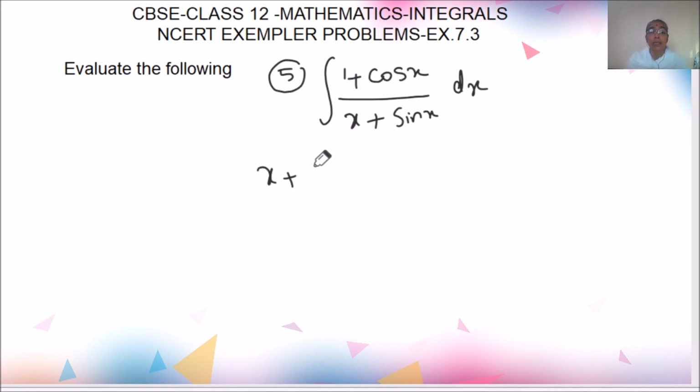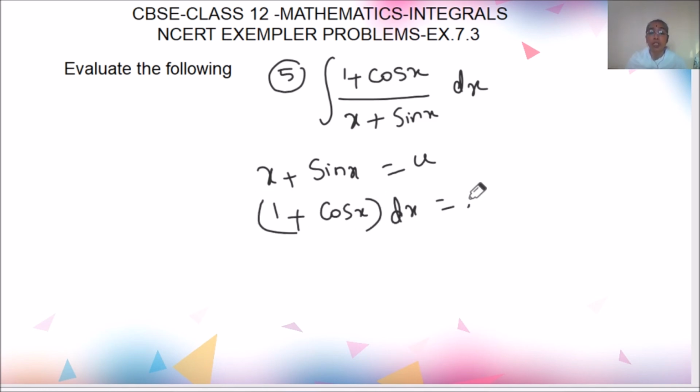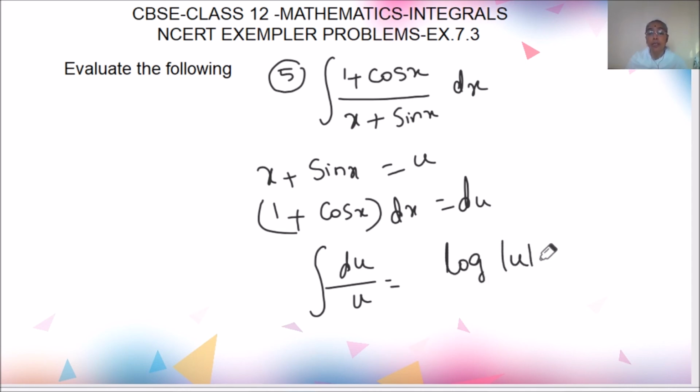Let me consider x plus sin x equals u. So differentiation of x is 1, differentiation of sin x is cos x, whole thing dx equals du. So the given function can be written as integration of du divided by u, which is nothing but log mod u plus c. Our u is nothing but x plus sin x. So the final answer is log mod x plus sin x plus c, right? Yeah, fine, that's the correct answer.